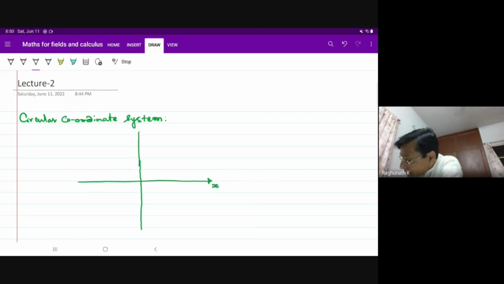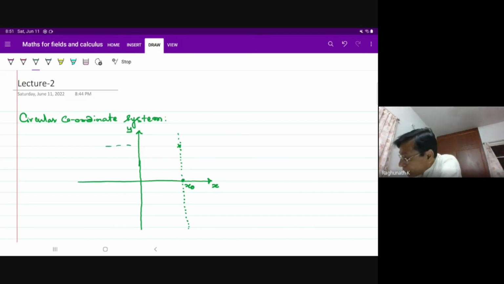This is x-axis, this is y-axis in Cartesian coordinate system. When we wanted to determine the coordinates of this point in Cartesian coordinate system, we drew a line parallel to y-axis, passing through the point, and then we see the point where this line intersects x-axis, x0.